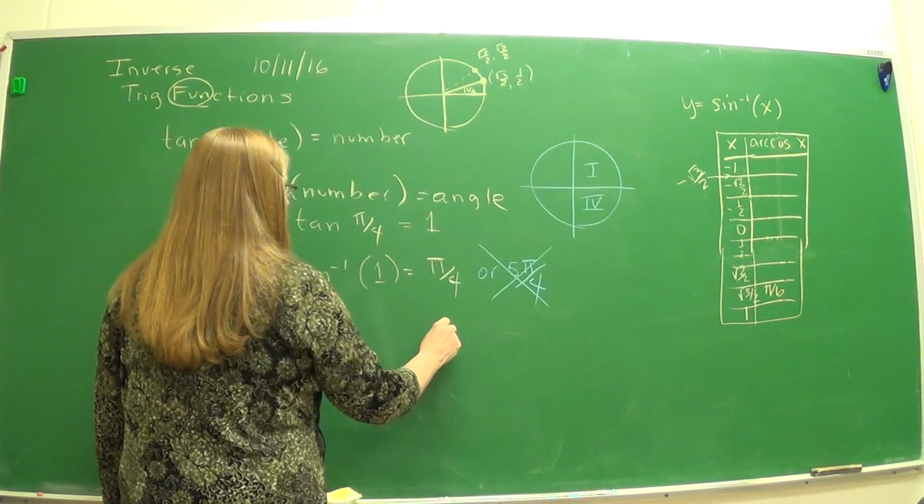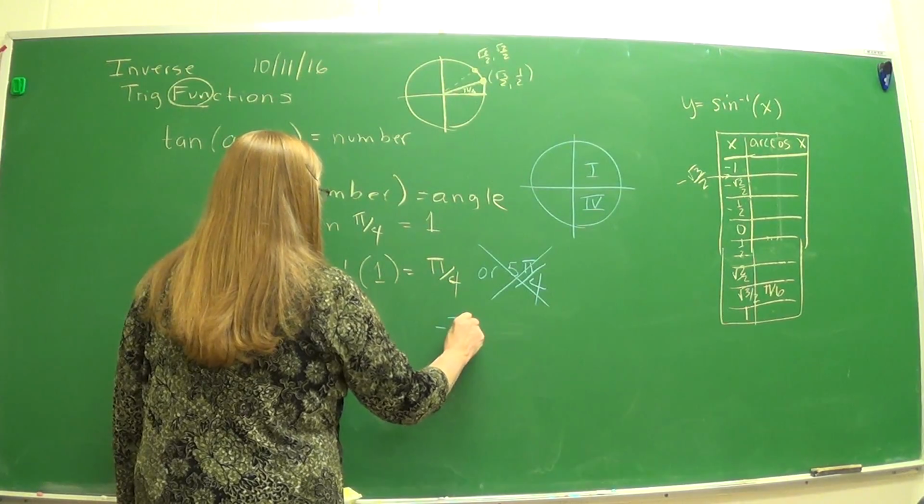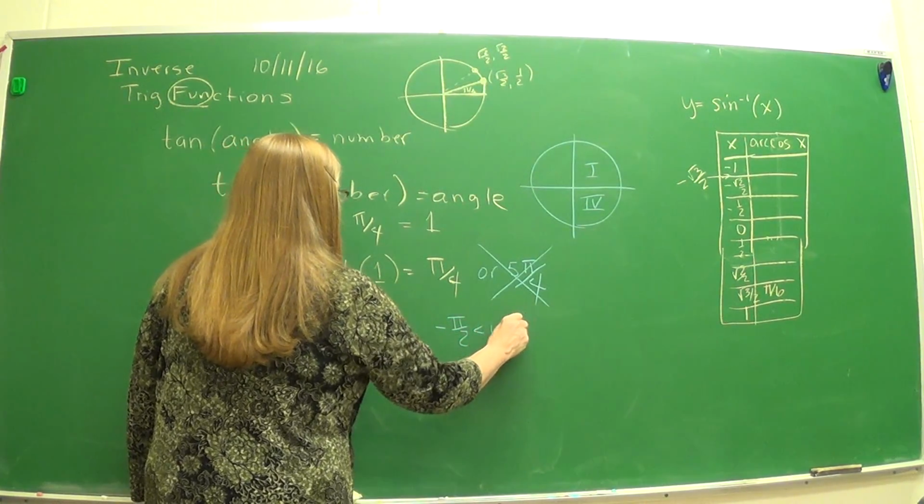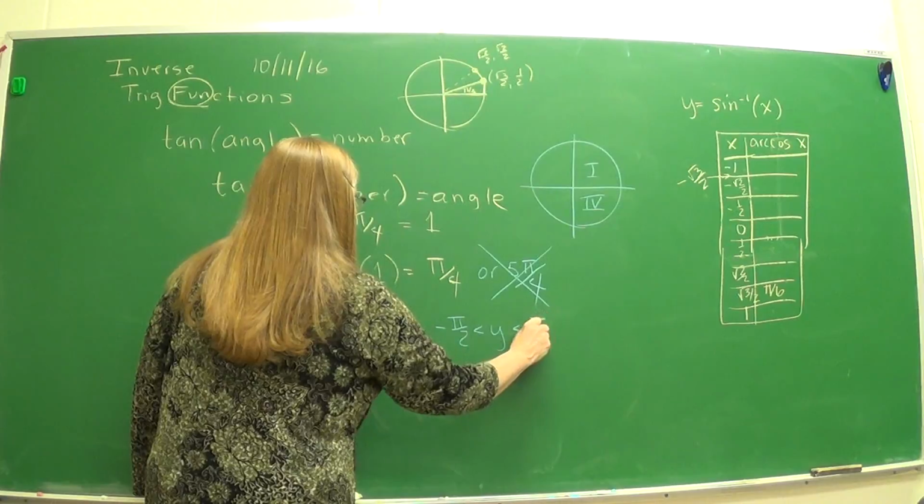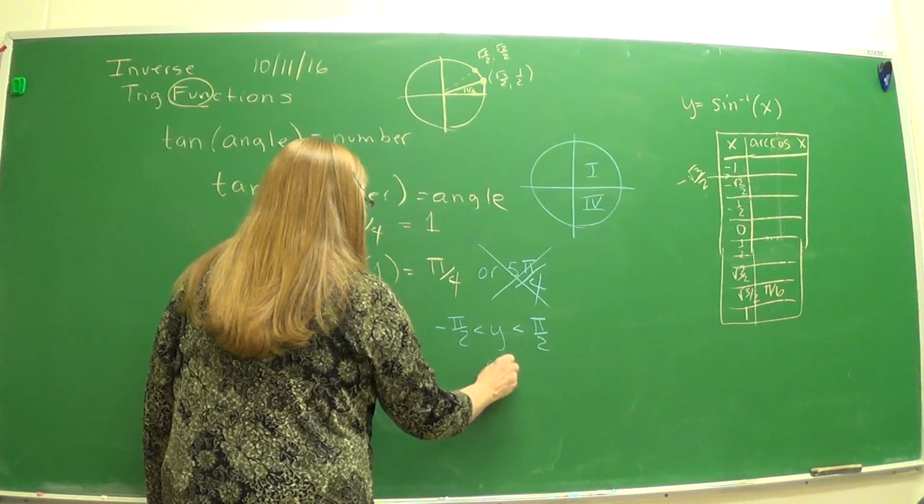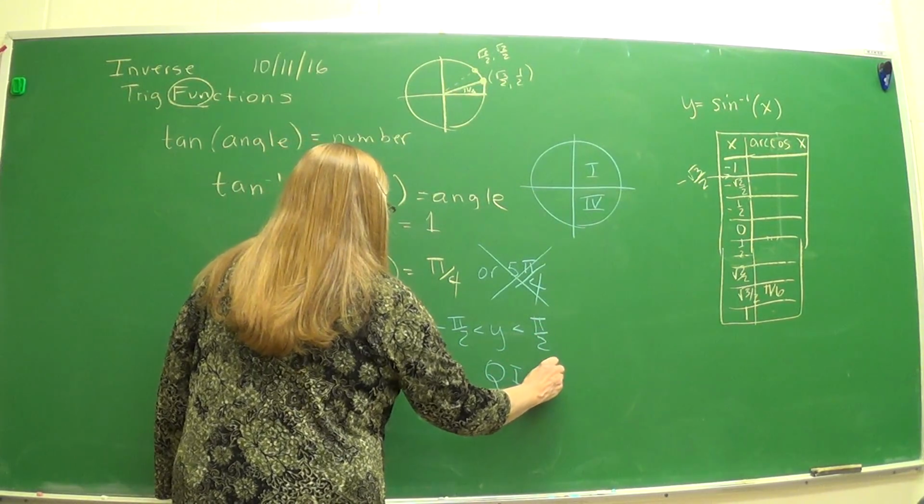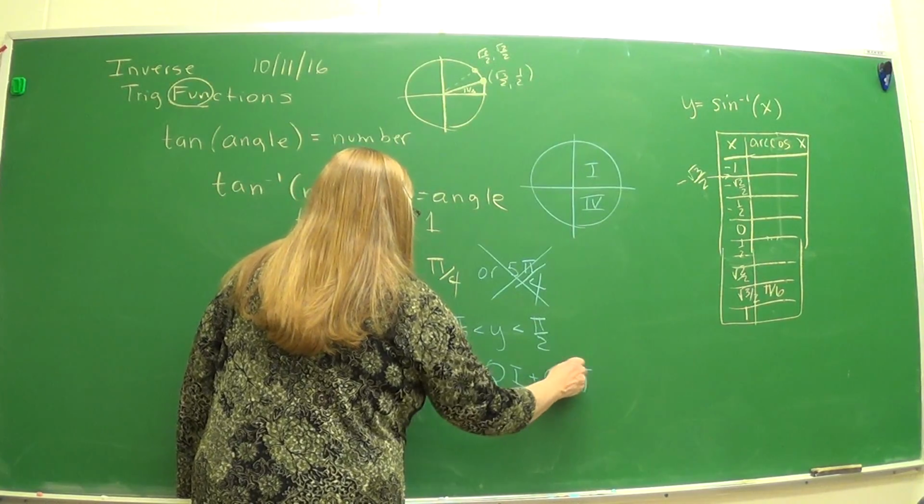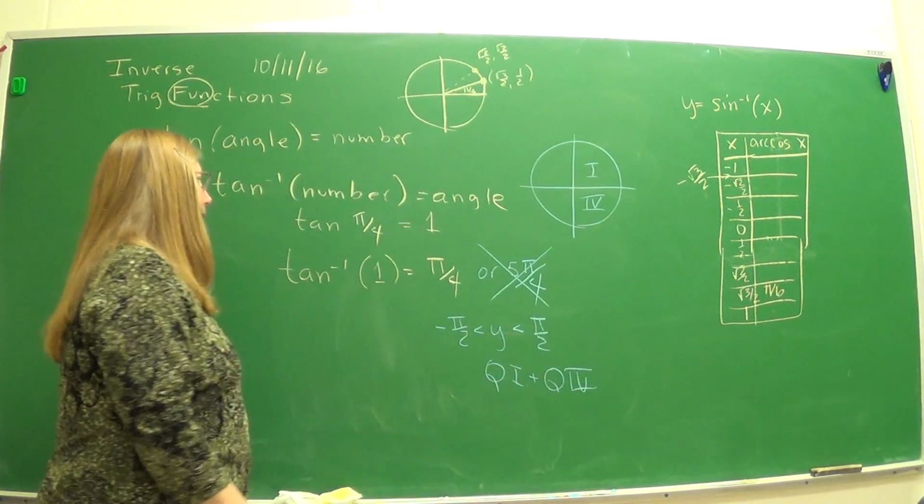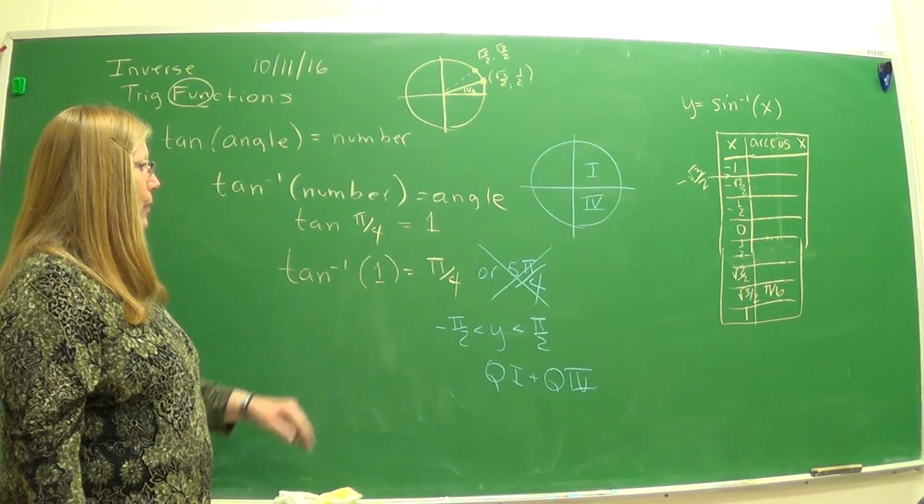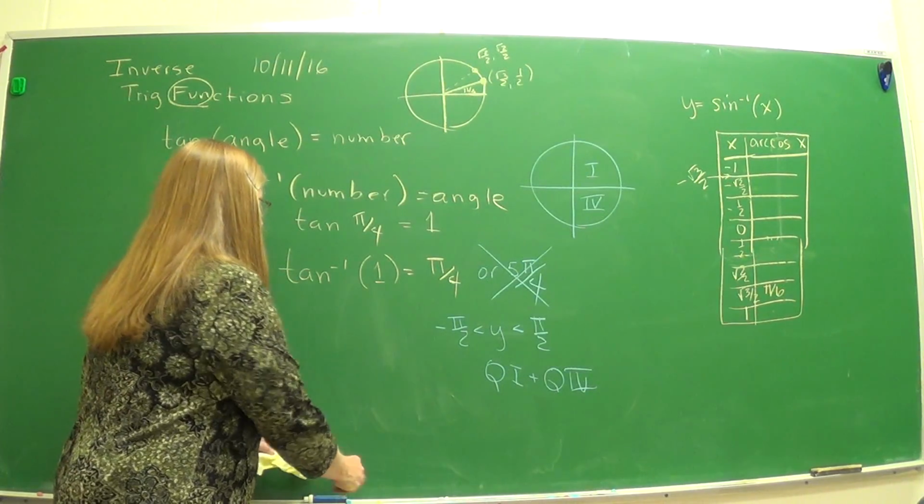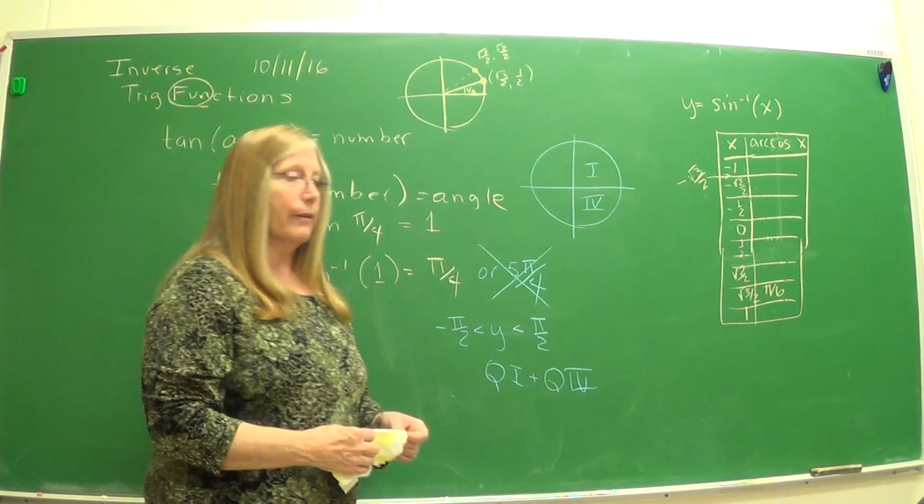So 1 and 4, sometimes we say negative pi over 2 is less than y, which is less than pi over 2. Or we can just say quadrants 1 and 4. These are saying the same information. So therefore, there's only one inverse tangent of 1, and that's pi over 4.